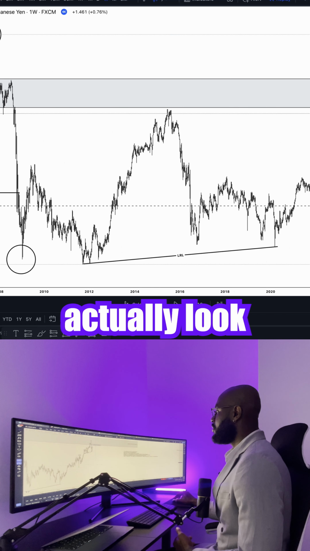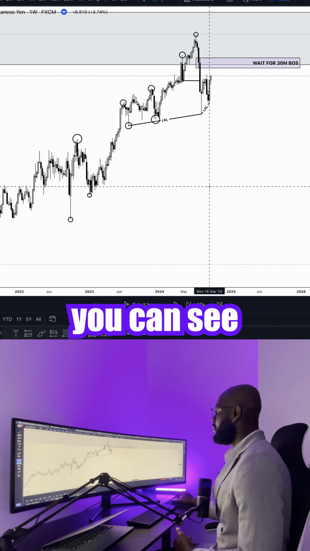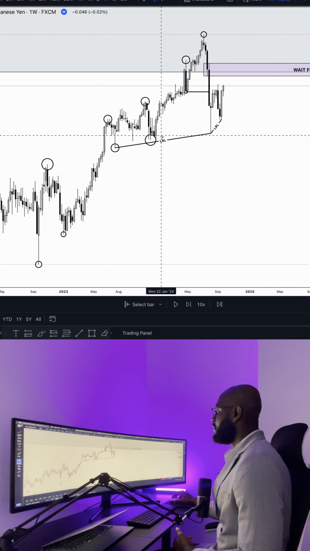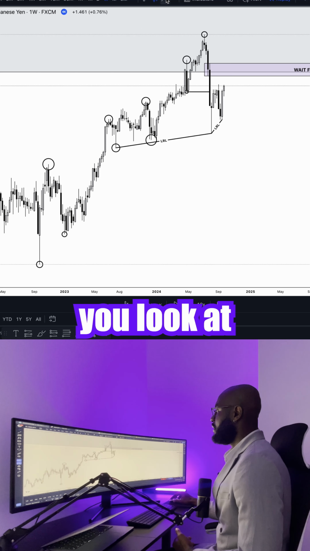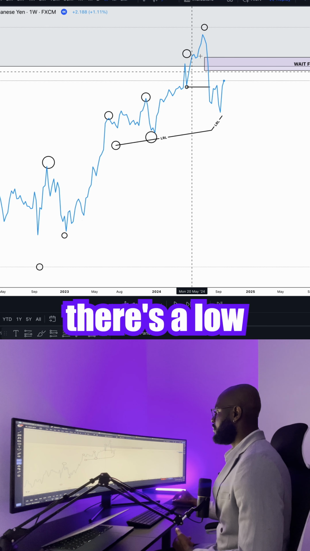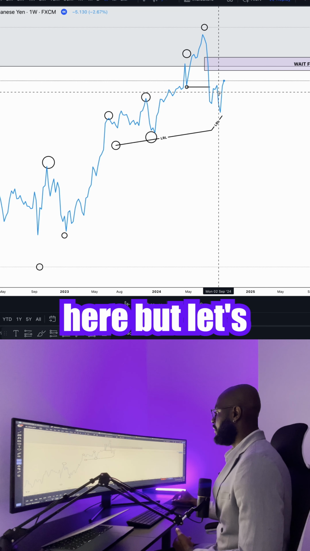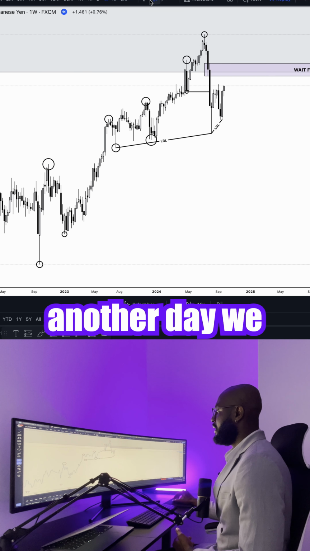And if you look at this weekly time frame on the candlestick chart, we have a low, we have a high. But if you look at this on the line chart, you can see there's a low here, a high, and this low actually got broken right here. But let's just leave that for another discussion for another day.